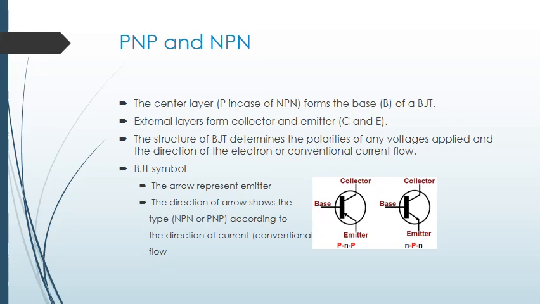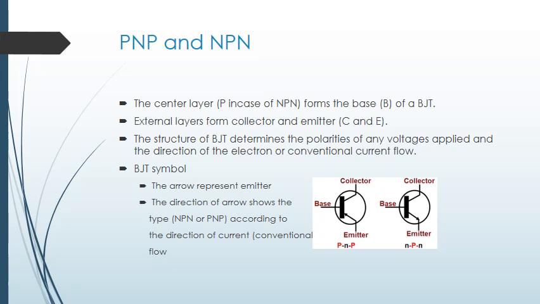The central layer, in case of, for example, NPN, it's P, forms the base of a BJT. External layers form collector and emitter, also called C and E. The structure of a BJT determines the polarities of any voltage applied and the direction of the electron or conventional current flow. BJTs are represented by symbols, where the arrow represents the emitter and the direction of the arrow represents whether the transistor is an NPN or PNP according to the direction of the current. Here we use a conventional flow direction of the current.